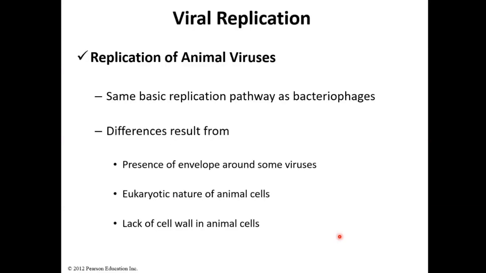So in animal cells, how do viruses replicate? They follow the same basic replication pathway as a bacteriophage, but there are some differences. One is the presence of an envelope around some viruses. We have said that when there is an envelope, the viruses have to exit from the host cell before it dies.